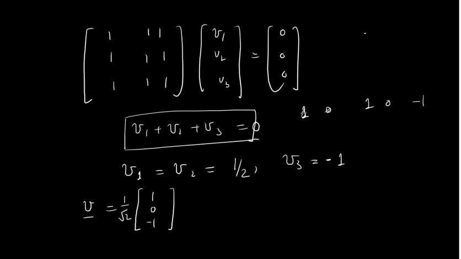What is the norm of this vector? The norm of this vector is root 2. So one eigenvector corresponding to eigenvalue -1 is this normalized vector. There can be many such vectors, and one such vector is this.